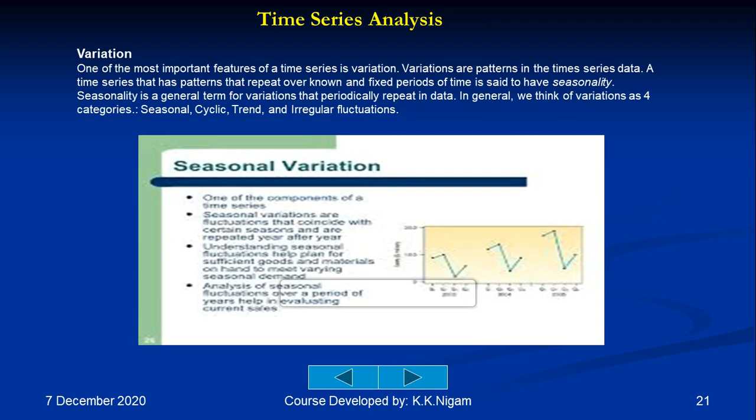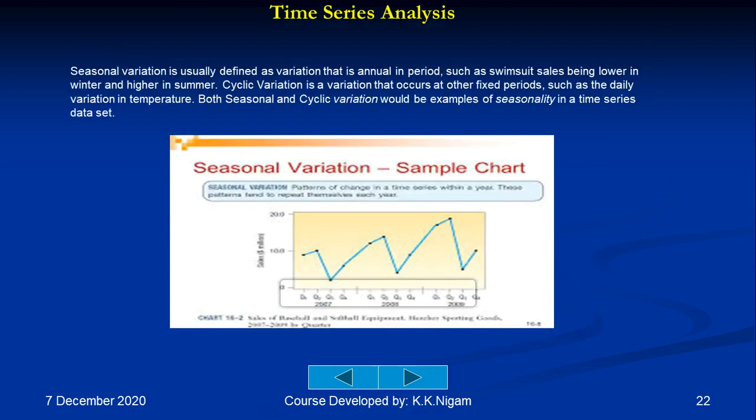Variation. One of the most important features of a time series is variation. Variations are patterns in the time series data. A time series that has patterns that repeat over known and fixed periods of time is said to have seasonality. Seasonality is a general term for variations that periodically repeat in data. In general, we think of variations as four categories: seasonal, cyclic, trend, and irregular fluctuations.